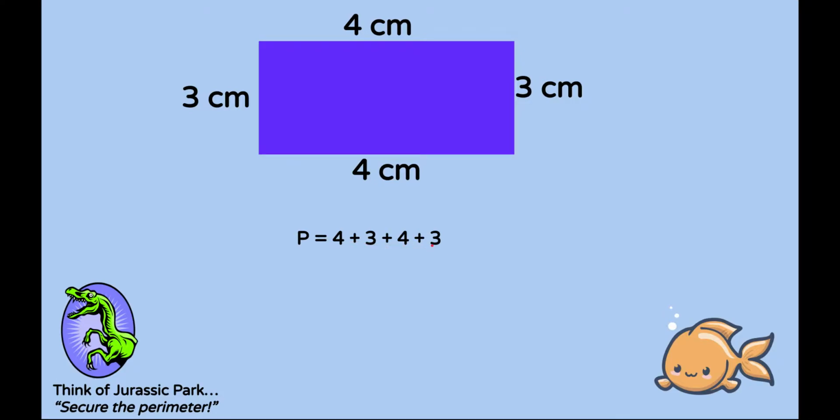The other thing that you can do is count on. So 4 plus 3 is 7, and I put that in my head, and then I add 4 more, 7, 8, 9, 10, 11. Put 11 in my head, and then add 3 more. So 11, 12, 13, 14. The answer, the perimeter, is 14 centimeters. Notice this time I do know my unit.